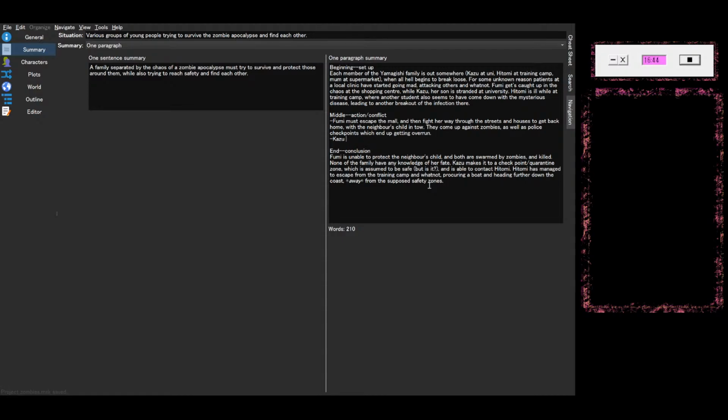Let's see. He's going to be a bit of the opposite, I guess. While everyone else is running away from the chaos, let's say he's going to try and be the idiot hero, whatever. He wants to save his girlfriend, so he's going to go into the fray.